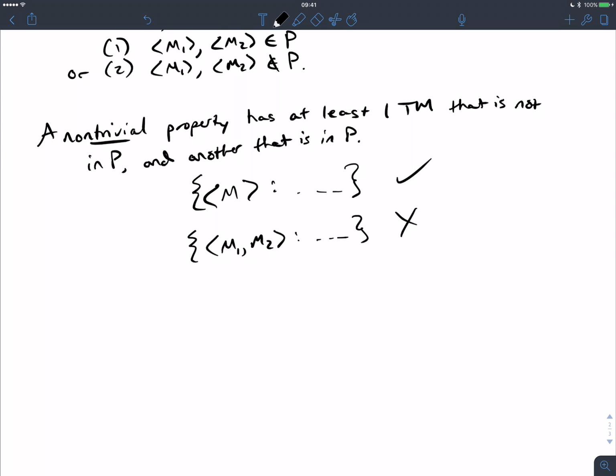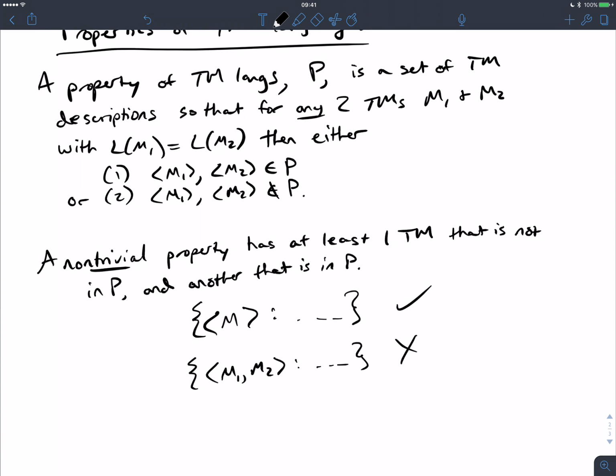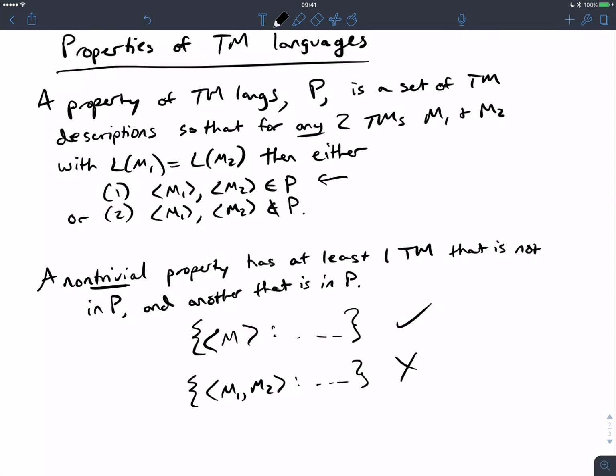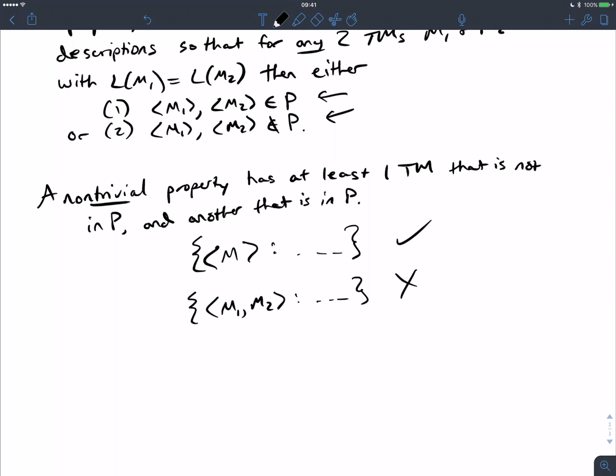Even if you know the two have the same language, what's the language of M1, M2 together? What's the language of two arbitrary Turing machines? I don't know. I know a single one, but I don't know multiple ones. And the way we described it here and here is single machines. All right, any questions about that?